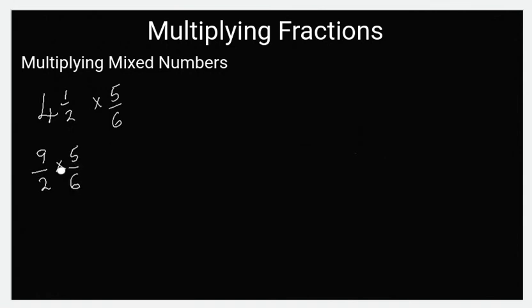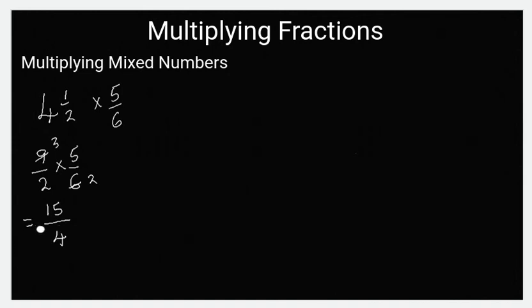Okay, so let me take the short form. 9 can be divided by 3. It's going to give us 3. 6 can be divided by 3 too. This will give us 2. So I can multiply out now. This will give us 3 times 5, 15, over 2 times 2, 4.